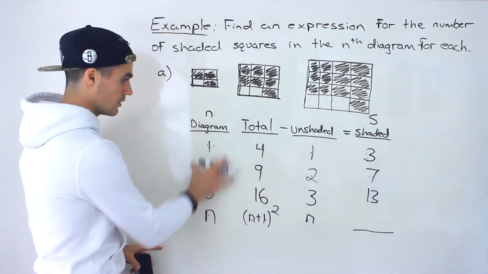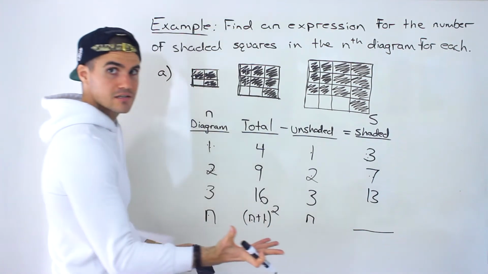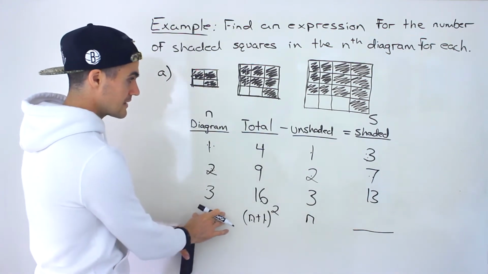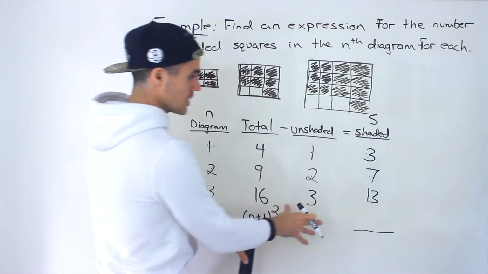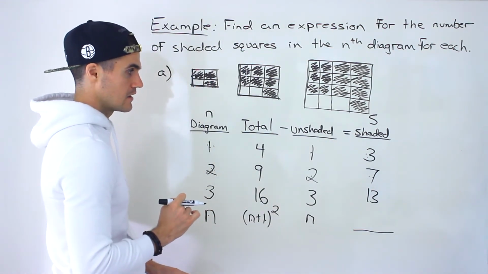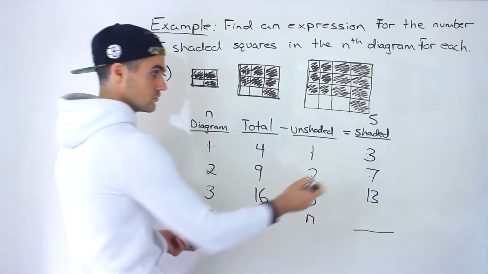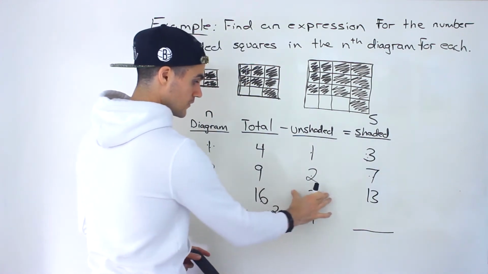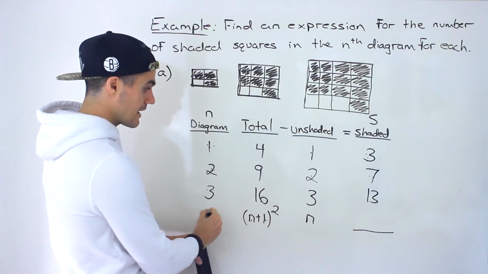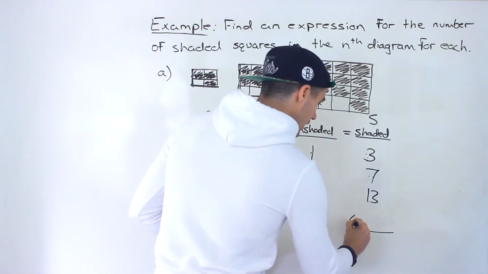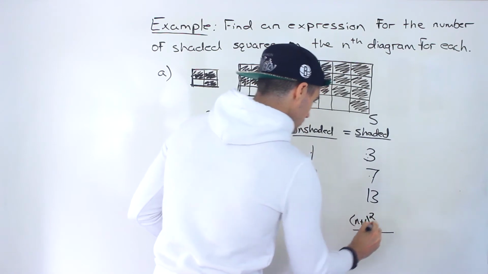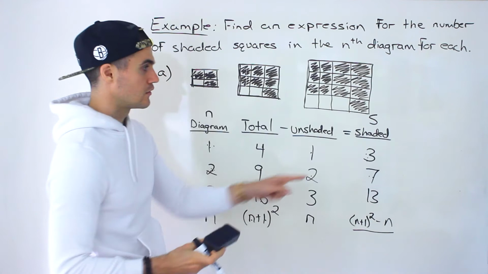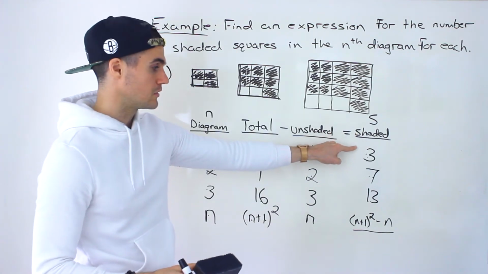Right? So this column and this column, in this case, are the exact same thing, which is nice. So for the nth diagram, there's going to be n unshaded squares like that. And so now it's easy to get this because we know it's just this minus this the whole time, right? So for the nth diagram, it's going to be the total, n plus 1 to the power 2, minus the unshaded to get the shaded number of squares.